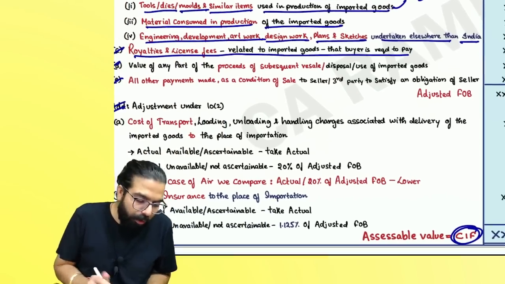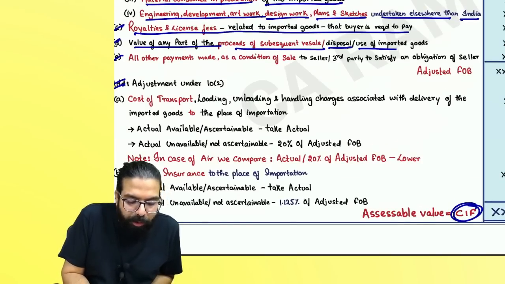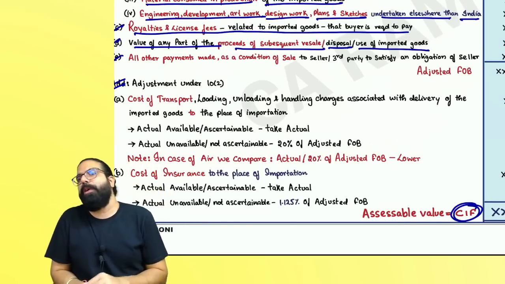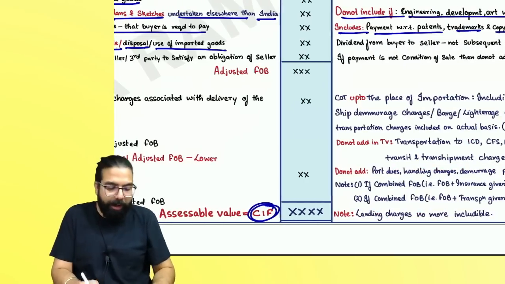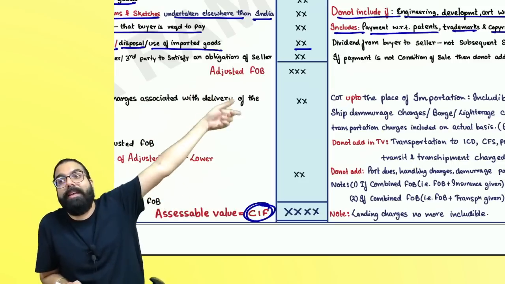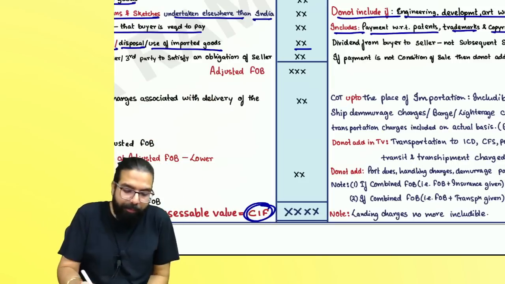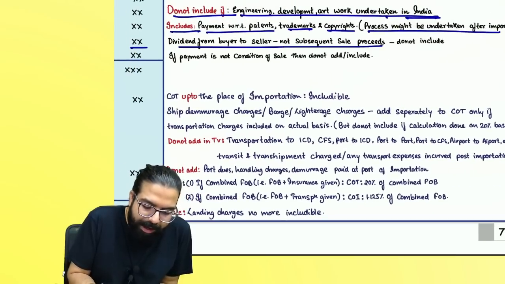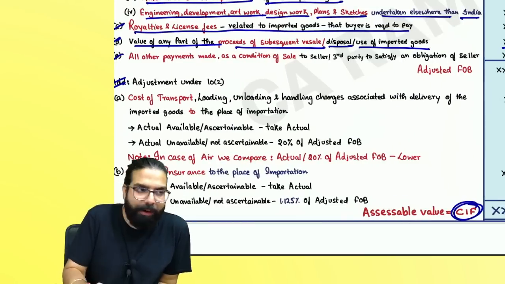The next one over here is the value of the sale proceeds of subsequent resale, disposal or use of the imported goods. If you are going to pay him any subsequent sale proceeds and that amount is ascertainable, please include it in the value. If the amount is not ascertainable, in that scenario valuation rules are applied to find out the correct value. Can I go ahead, everyone? Remember one thing, dividends are never subsequent sale proceeds, and do not include dividends in your value.